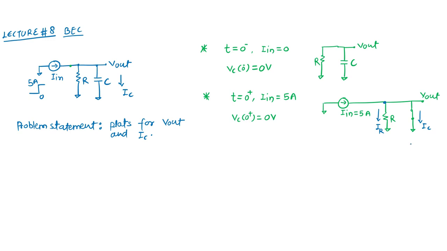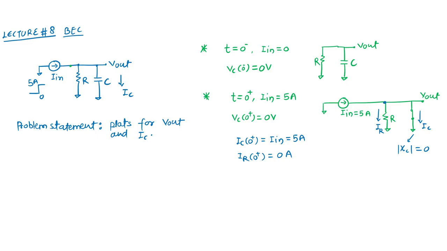As the impedance of the capacitor is 0 here, the magnitude of XC is 0. So all the current will flow through this low impedance path, which is IC. At 0 positive, IC comes to be the complete IN, which is 5 ampere. It simply means that my IR at 0 positive is 0 ampere. Initially the resistor is not taking any current because the capacitor is shorted, and all the current passes through the capacitor only. This is the discussion up to this point.